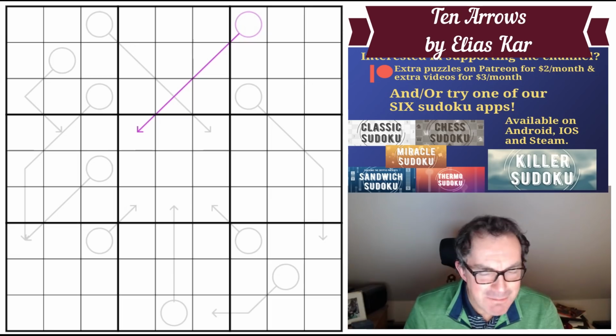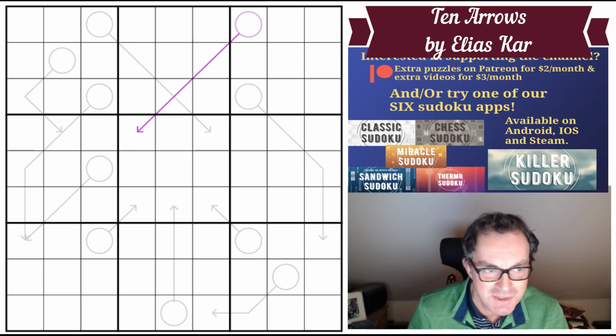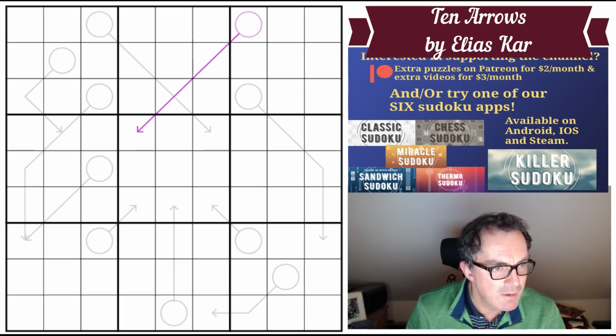No less than 3 people have written to me, despite the fact this only was published yesterday on our Discord server, to say that we need to cover it on the channel. Well, your wish is my command. This is by another new constructor to Cracking the Cryptic. This is by Elias Kar, and it's called 10 Arrows. And I think we can all see why.